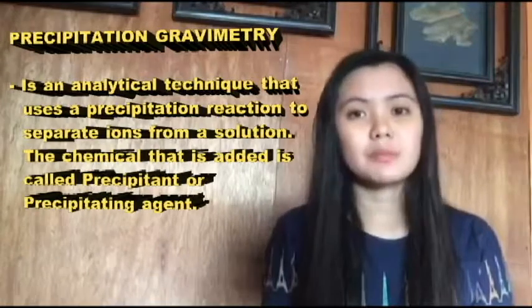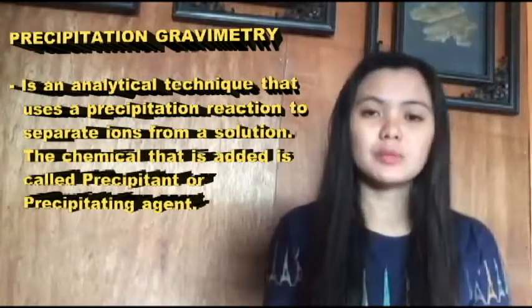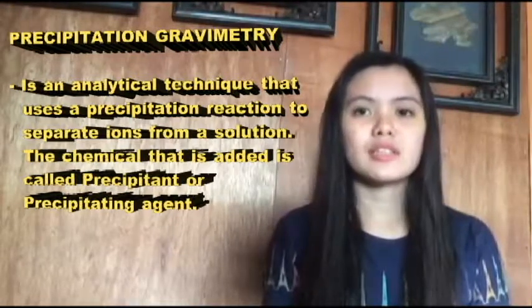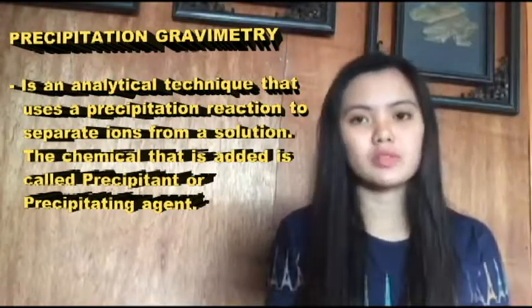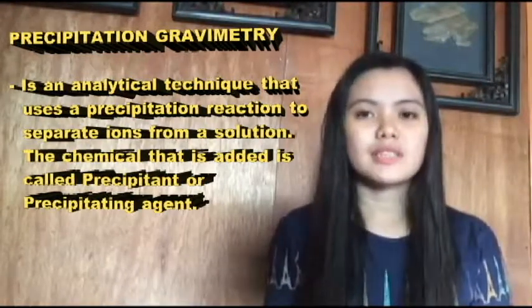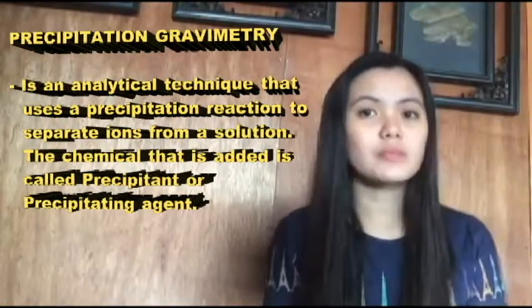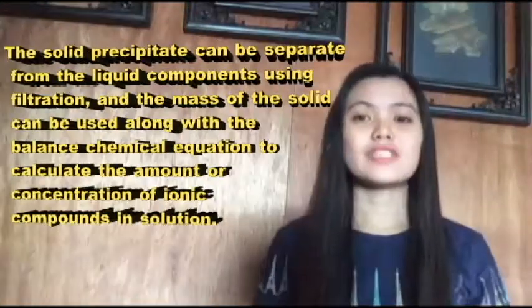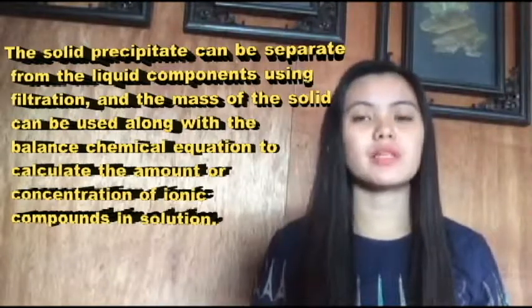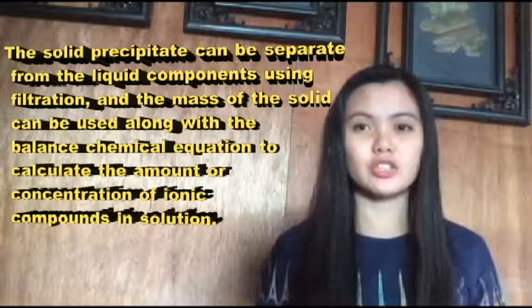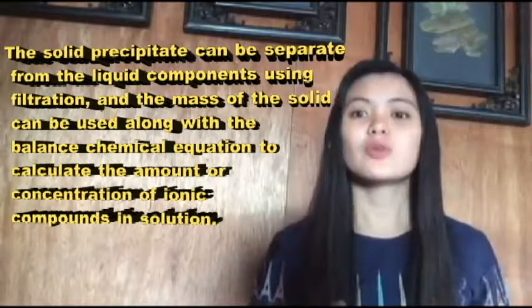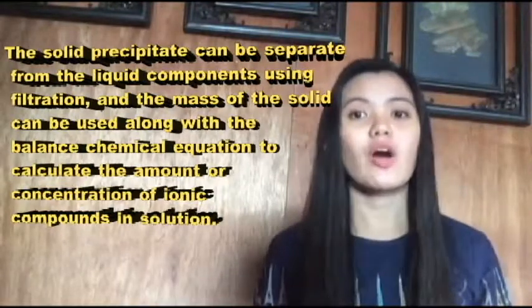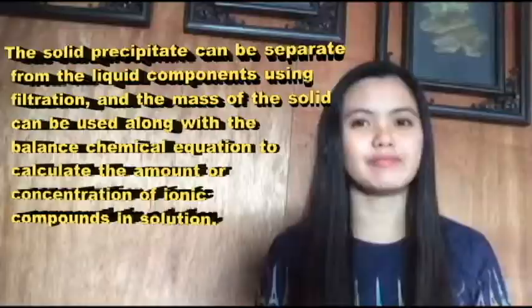One common method of gravimetric analysis is precipitation gravimetry. A precipitation gravimetry is an analytical technique that uses a precipitation reaction to separate ions from a solution. The chemical that is added is called the precipitating agent. The solid precipitate can be separated from the liquid components using filtration, and the mass of the solid can be used along with the balanced chemical equation to calculate the amount or concentration of ionic compounds in solution.